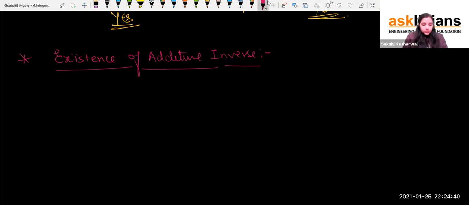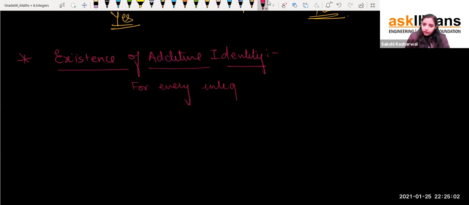Additive inverse means like additive identity first, not inverse. Additive identity, not inverse. It's like identity, right? First, we'll go with the additive identity. Additive identity means what? If you add a number, what do you mean by additive identity? For every integer a, right?